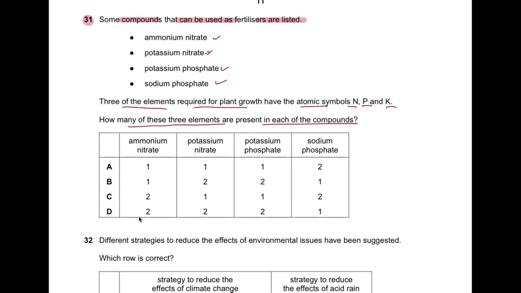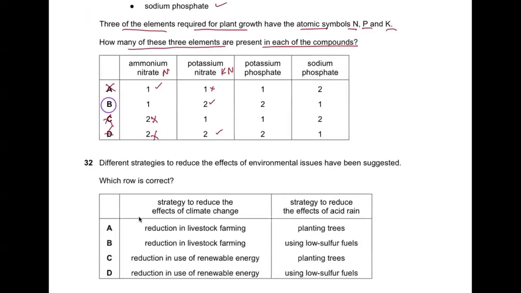In ammonium nitrate, there is nitrogen only. In potassium nitrate, there are potassium and nitrogen, so it's two. And if you see in ammonium nitrate, we have just nitrogen. So if you see, C and D were initially eliminated, A got eliminated in the second row, so we are left with only B. So it means B is the correct answer. You can check along. Now, MCQ number 32.